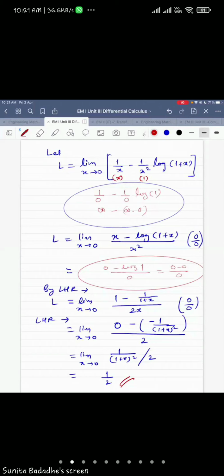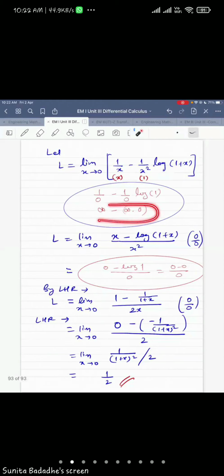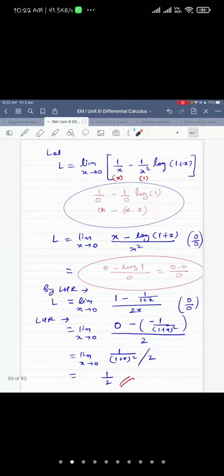Okay, good. One student is saying it is not clear, so I'm repeating it quickly. Pay attention. Here we have the form which is written in the circle. Okay, it is 1 by 0 minus 1 by 0 into log 1. But log 1 is 0, 1 by 0 is infinity. So this is a combination of two indeterminate forms.